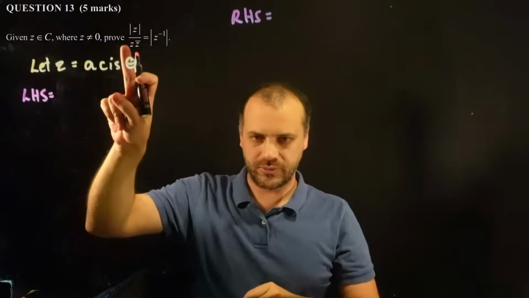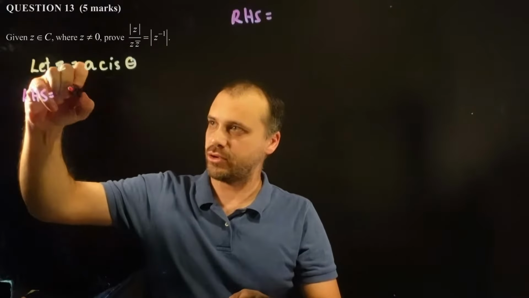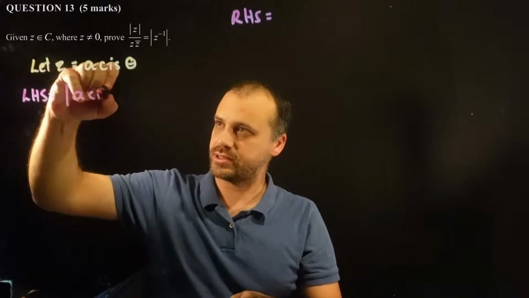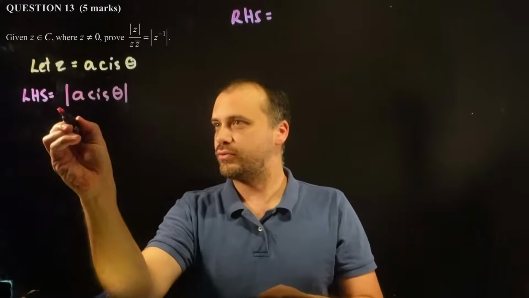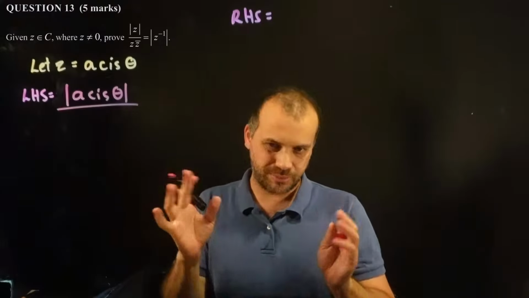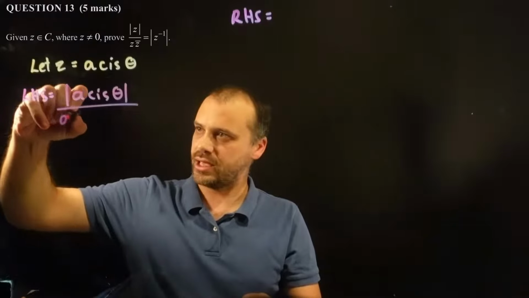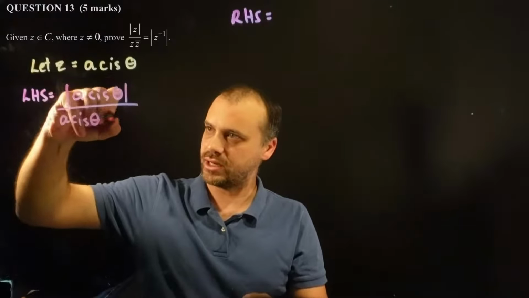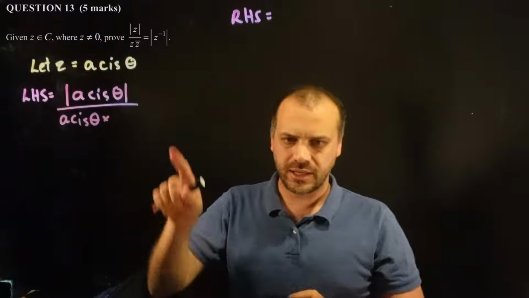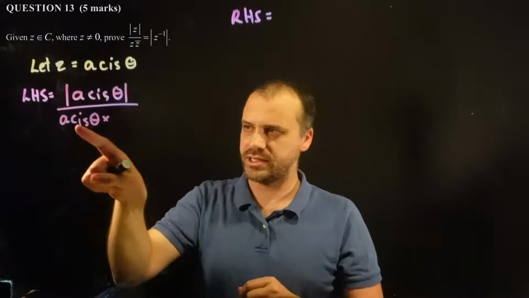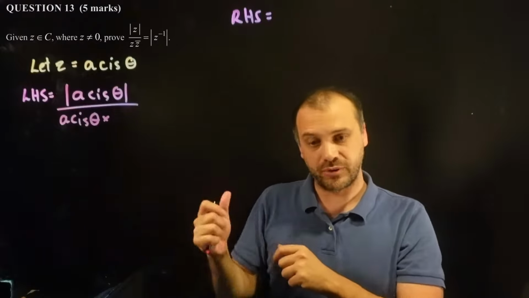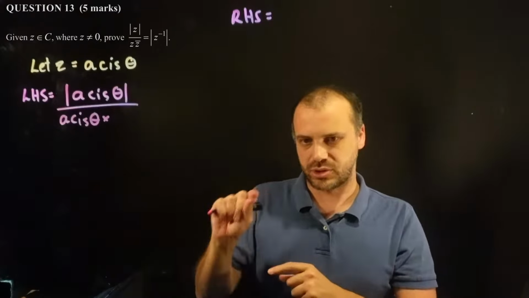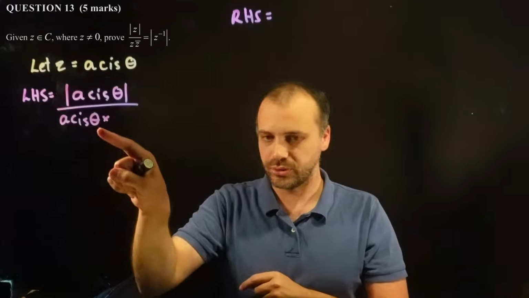Okay, now we've got the magnitude of z, so let me write it out. Magnitude of a cis theta, because I'm letting z equal a cis theta, over, and here's our first thing that might blow your mind, we've got a cis theta multiplied, and then the conjugate of a cis theta. Now, you've probably dealt with the conjugate in component form, but maybe you haven't spent a lot of time doing the conjugate in polar form.